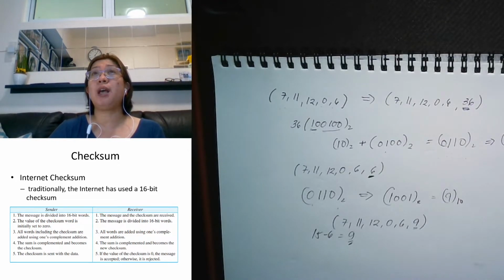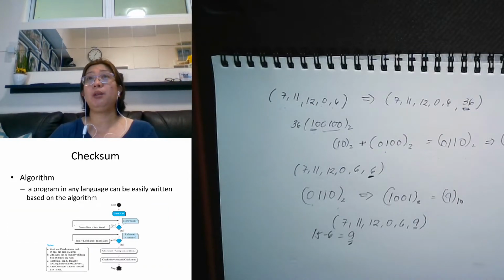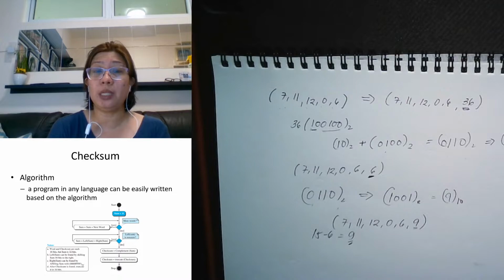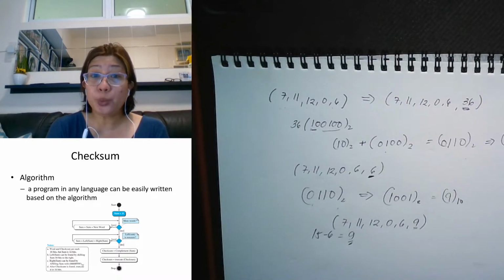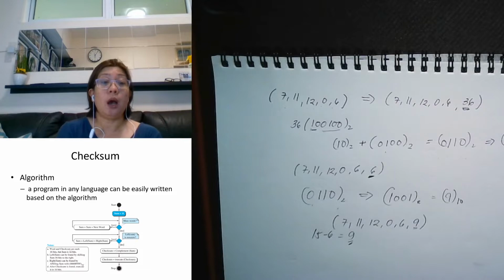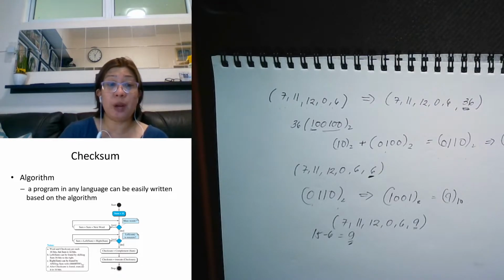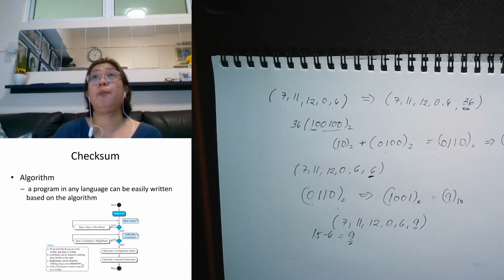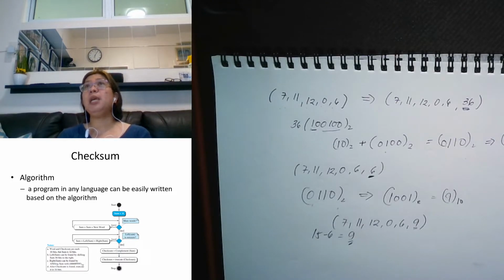Okay, so this is an algorithm. When we say an algorithm, it's a program, a program that is understood by programmers. We use the flow diagram of the figure to show the algorithm of how to calculate the checksum. This is a program in any language. There are different programming languages available, but by using this flow chart, this algorithm, they can be easily written based on its specific algorithm.